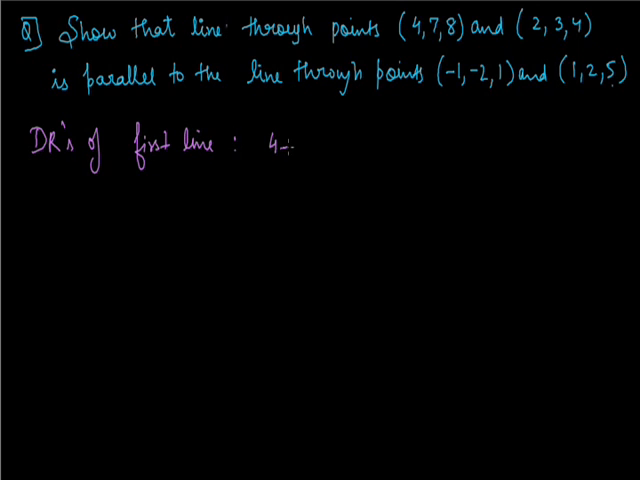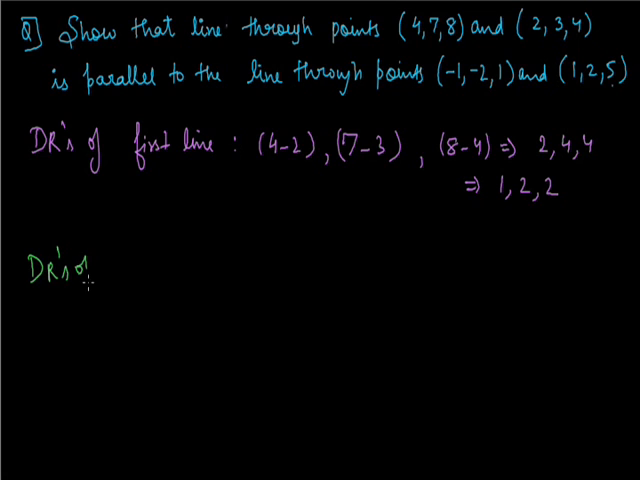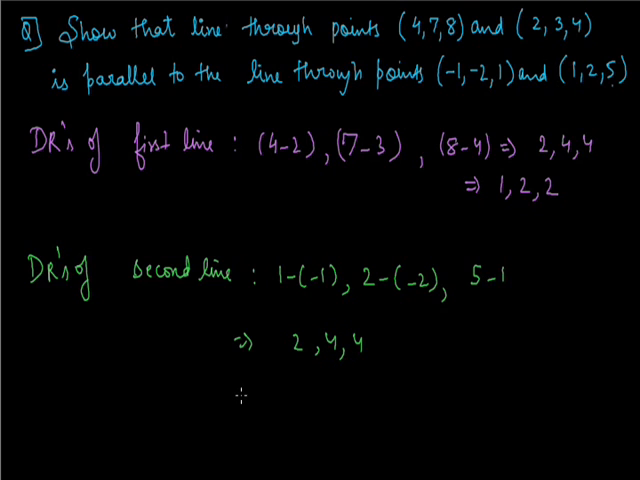will be 4 minus 2, 7 minus 3, 8 minus 4. That is 2, 4, 4. Or you can further simplify it to make it 1, 2, 2. DRs of second line are going to be 1 minus minus 1, 2 minus minus 2, 5 minus 1. It is going to be 2, 4, 4. On simplification, 1, 2, 2.